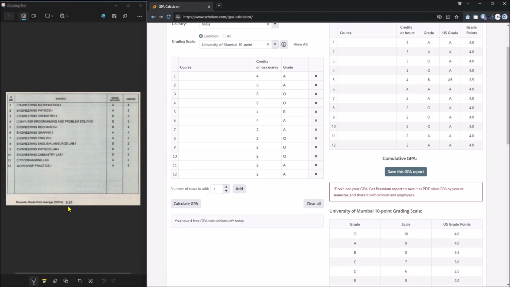Here it was mentioning the SGPA, which is semester grade point average. So this is also the cumulative grade point average for that particular semester. So when the CGPA is 9.24, the cumulative GPA is 3.939 out of 4. So 9.24 corresponds to 3.939. This is how you convert your CGPA from a 10-point scale to a grading point average on a 4-point scale.